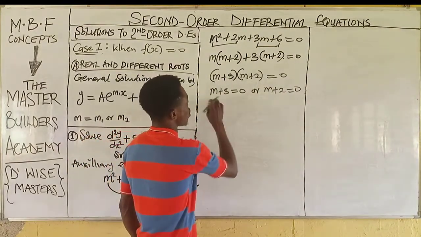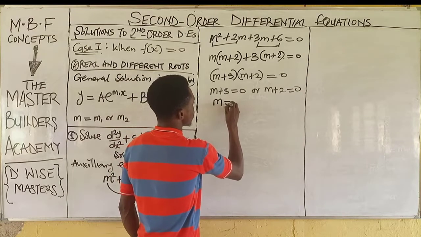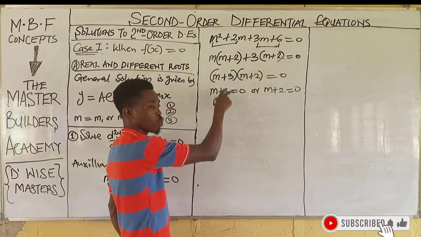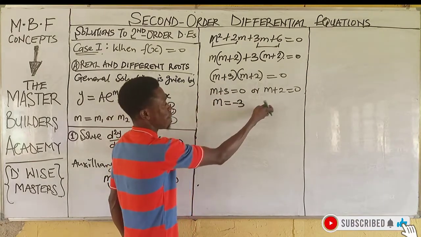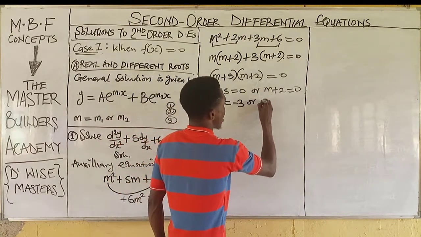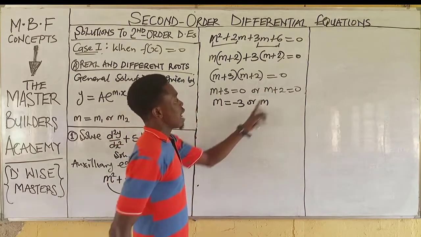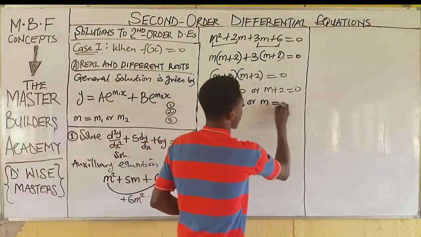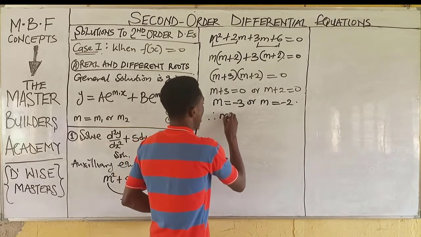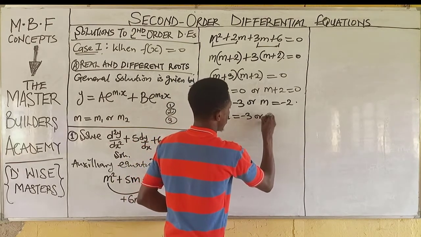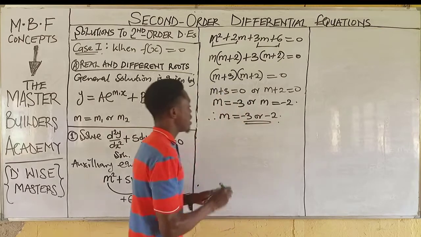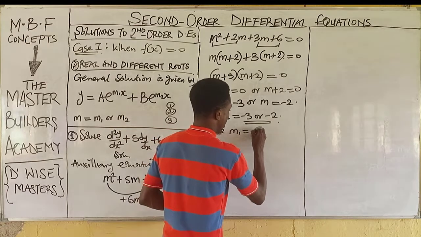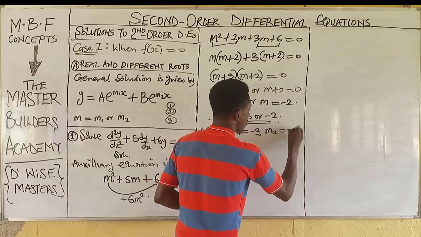Now all we need to do now is to make m the subject of the formula. M is equal to, now as we make m the subject, we take plus 3 across. As plus 3 crosses from left to right, it becomes minus 3. That's 0 minus 3, and that's minus 3. Or as plus 2 crosses from the left to right, it also becomes minus 2. Therefore, m is equal to minus 3 or minus 2. These are the two results we have. It therefore shows that m1 is equal to minus 3 and m2 is equal to minus 2.